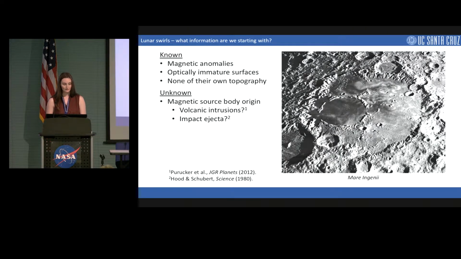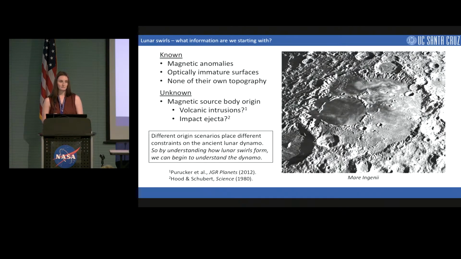What we don't know is the source body that is causing the magnetic field. It could be volcanic intrusions or impact ejecta. Depending on what the source of this body is, it can place different constraints on the lunar dynamo. So by working towards understanding where the swirls came from, we can get a better picture of the dynamo.